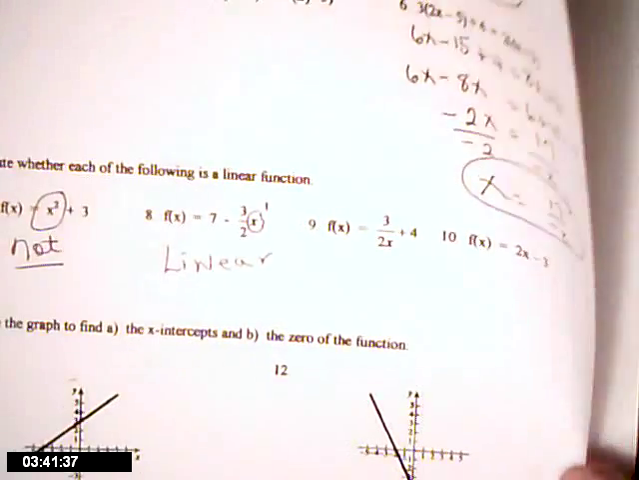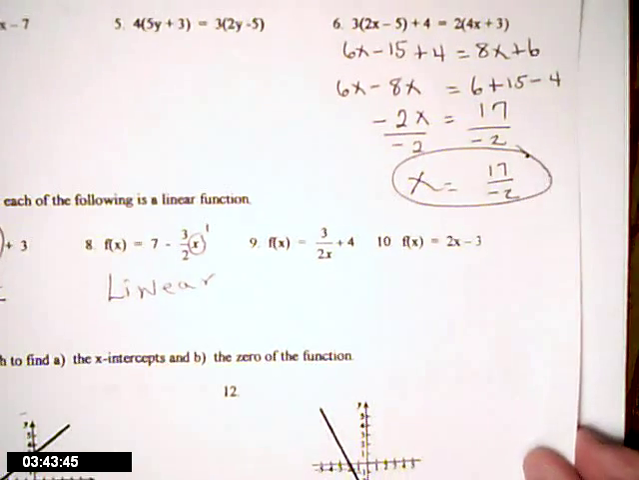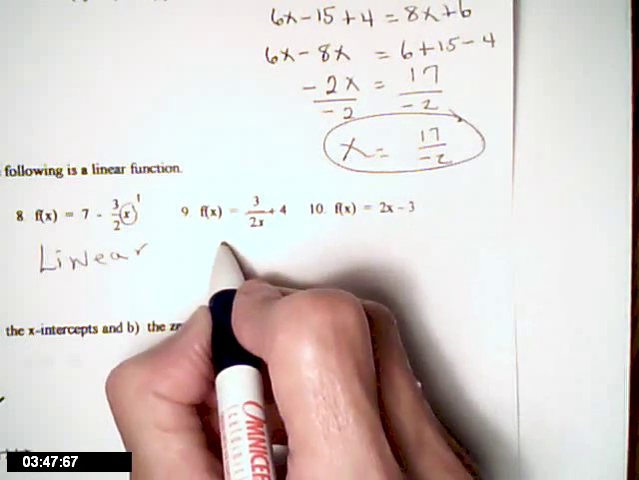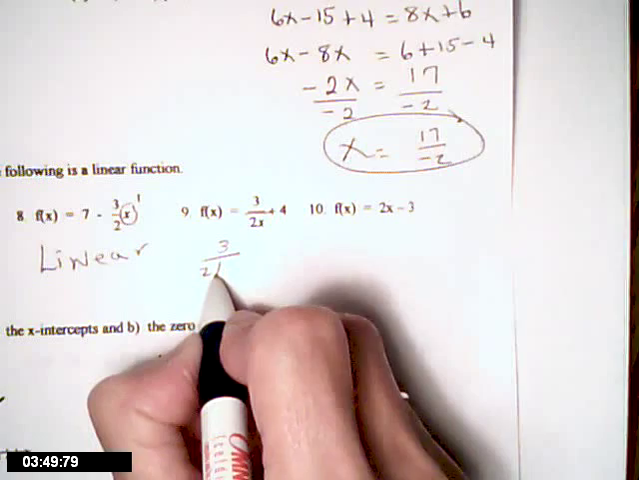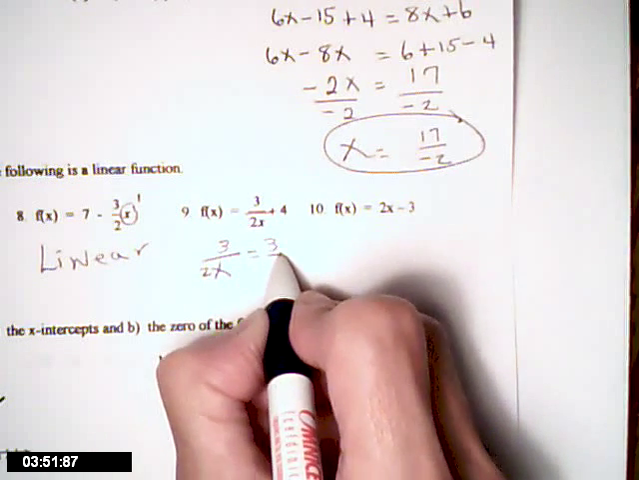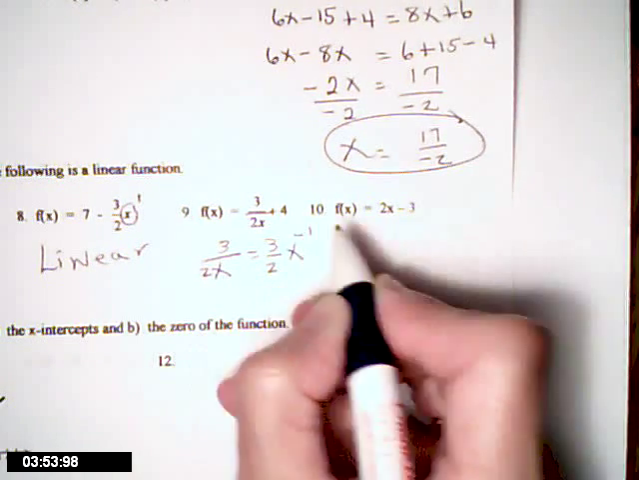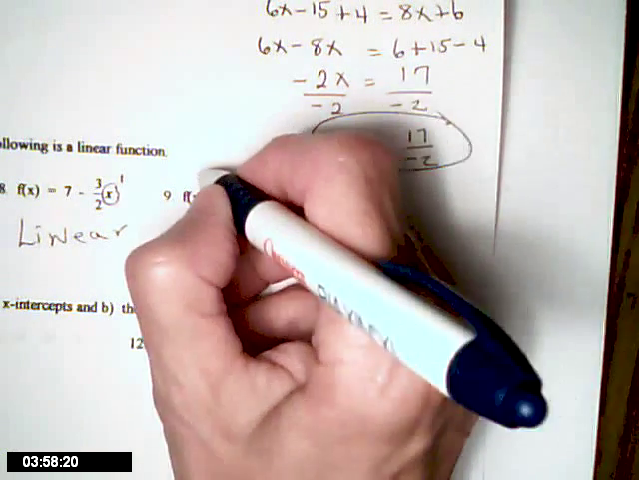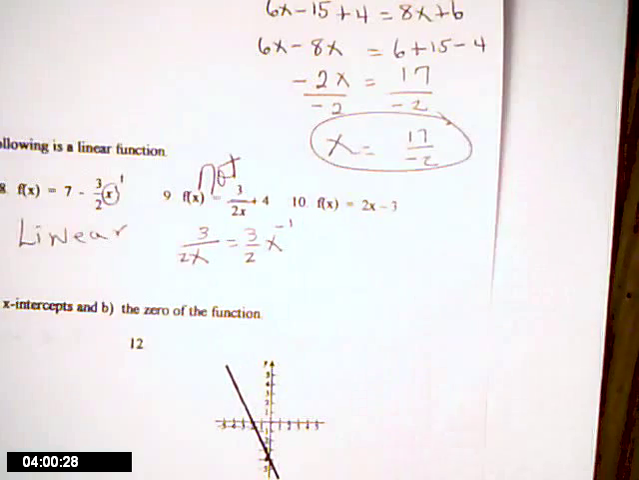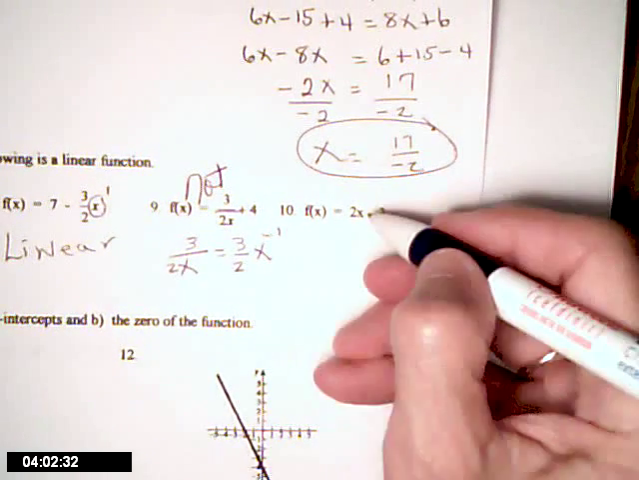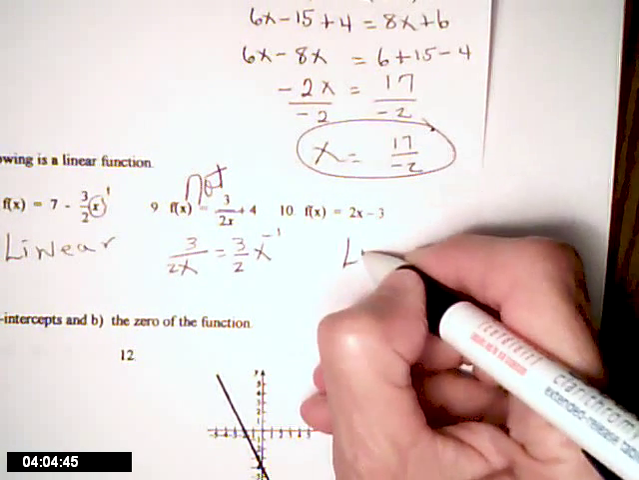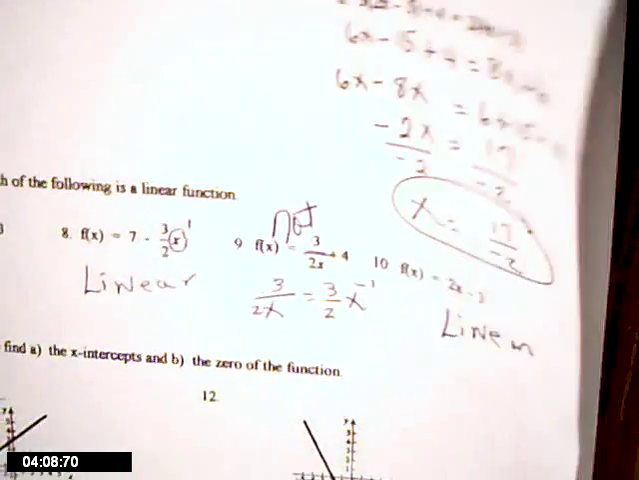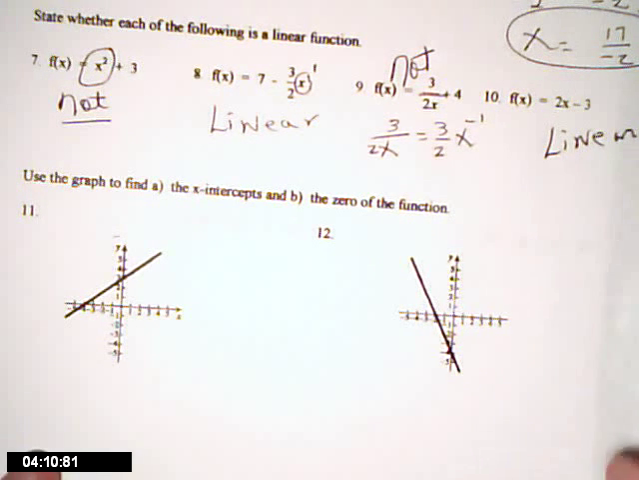Problem number 9. If you'll notice problem number 9, you have an x, but it's sitting in the denominator. Now that 3 over 2x is the same as 3 over 2x to the negative 1. And your exponent has to be a positive 1, so this one is not linear. Problem number 10 has 2x. It is linear. Remember, you're looking for x to the negative 1 power.